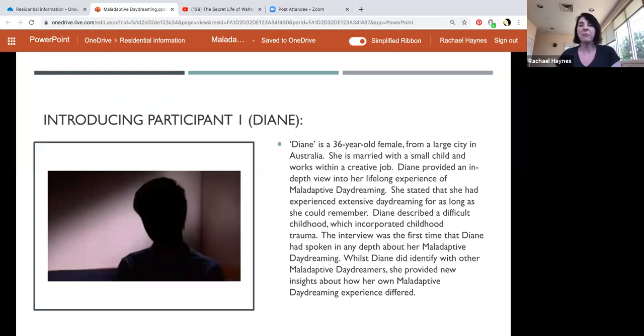Now, these have both been de-identified, which means that these are not their names, and the information that they have is very general so that they cannot be identified, and thus they have been provided with confidentiality. Diane is a 36-year-old female from a large city in Australia. She's married with a small child and works within a creative job full-time.